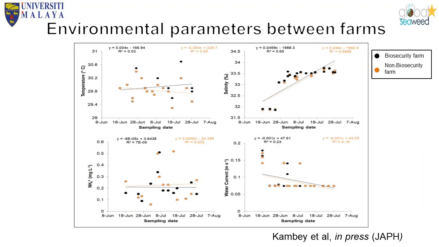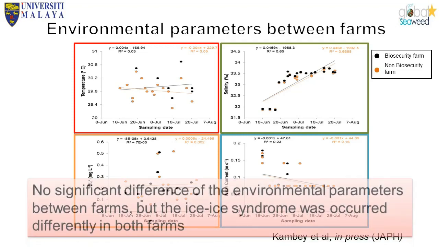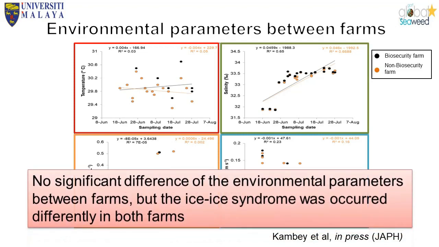Measuring the environment parameters between farms, this graph shows that temperature, salinity, inorganic ammonium, and water current have no significant difference between the two farms. But the ice syndrome occurred differently in both farms. This study indicated that biosecurity measures have a significant impact on reduction of ice in the farm.